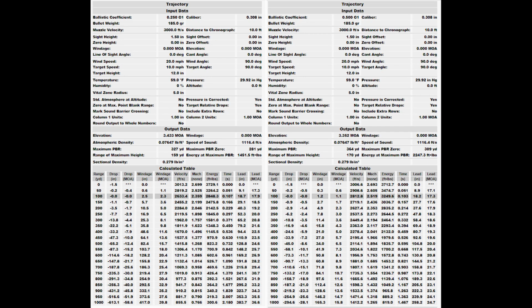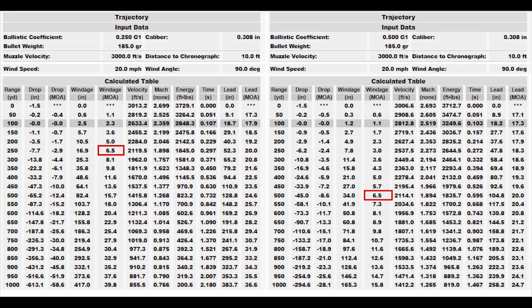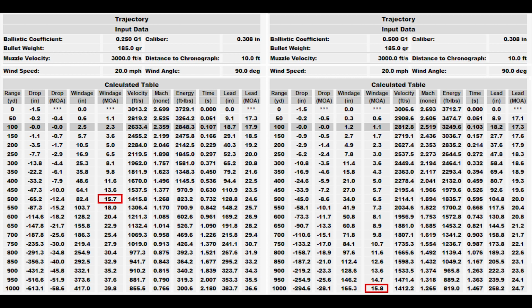So now let's have a look at wind drift the same way and see how that correlates. When we look at the wind drift for the .25 BC round at 250 yards, we can see that it has the same angular wind drift in MOA as the .5 BC round does at 500. And the wind drift for the .25 BC round at 500 yards has the same angular wind drift in MOA as the .5 BC round does at 1000. So the angular wind drift is directly proportional to the difference in BC. So in this sense, you can think about the difference in G1 BC just like yards.